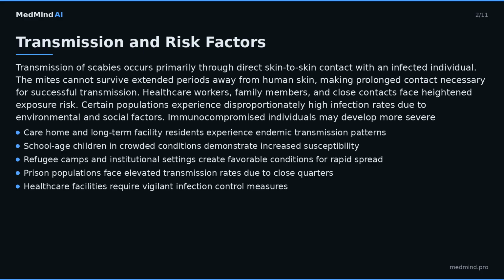Key points: care home and long-term facility residents experience endemic transmission patterns. School-aged children in crowded conditions demonstrate increased susceptibility. Refugee camps and institutional settings create favorable conditions for rapid spread. Prison populations face elevated transmission rates due to close quarters.